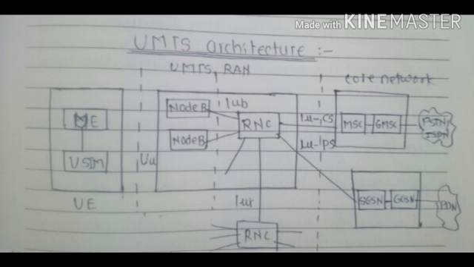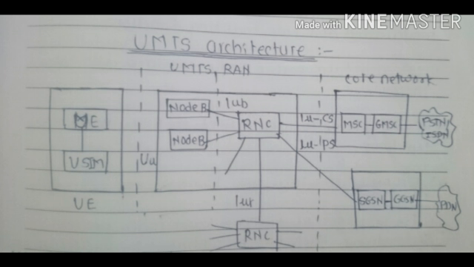And next is the RNC, that is radio network controller. The radio network controller is connected to the CN, that is core network, with the interface Iu. It is connected to the Node B via interface Iub. Two RNCs are interconnected with the interface Iur.